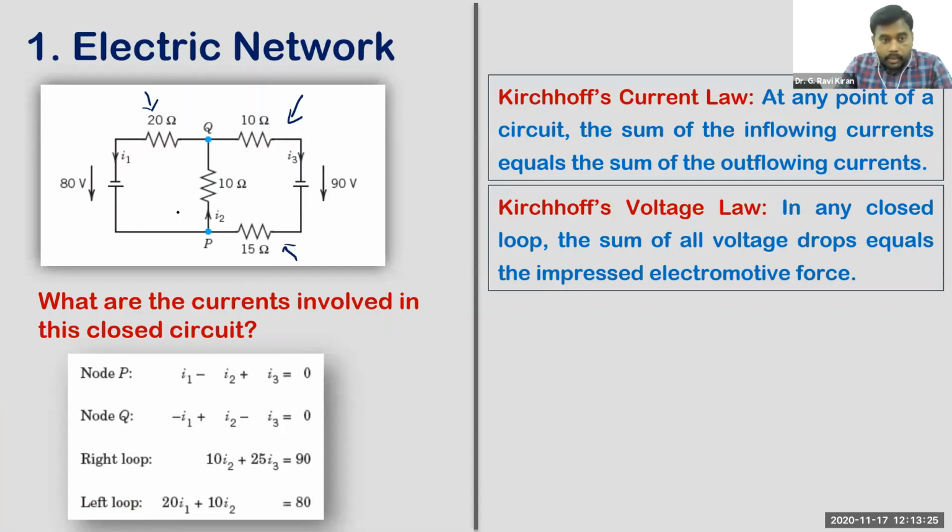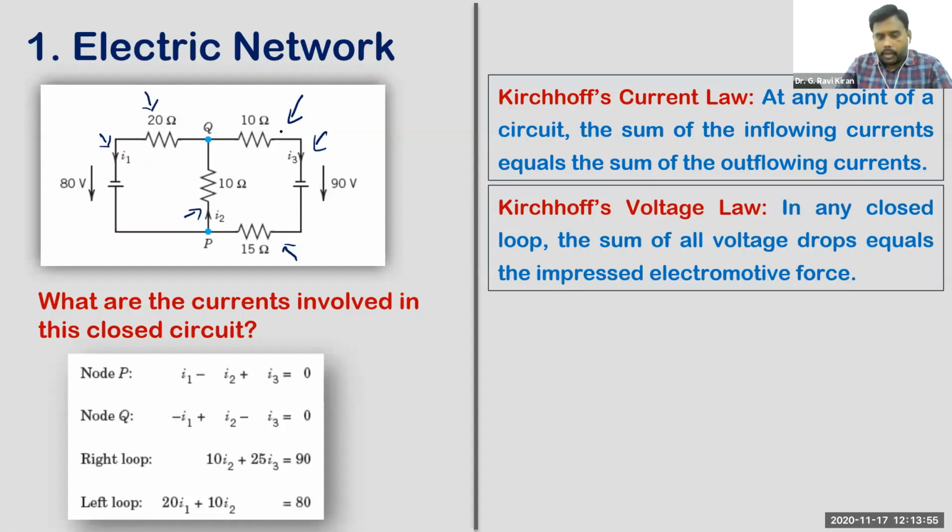Now, there are two electric sources and you can see there is passage of current at different locations of this circuit. You can see I1, I2, I3. Now the question is, looking at this circuit, can we calculate what are the currents involved in this closed circuit? At different locations you can find different passages of currents. Can we find out these currents?